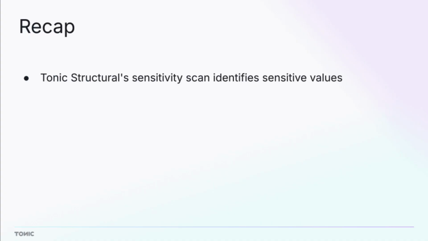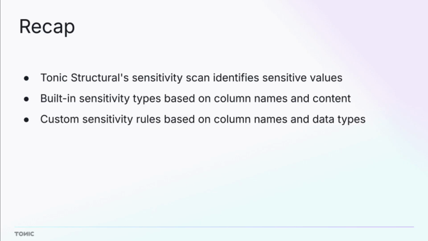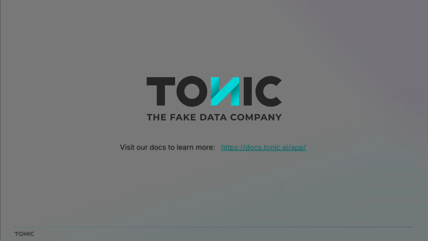To recap, the Structural Sensitivity Scan identifies sensitive values in source data. Structural has a set of built-in sensitivity types identified based on column names and content. You can also configure custom sensitivity rules to identify sensitive values by data type and column name. Each column that the scan identifies has a recommended generator. From Privacy Hub, you can apply all of the recommendations with the click of a button.